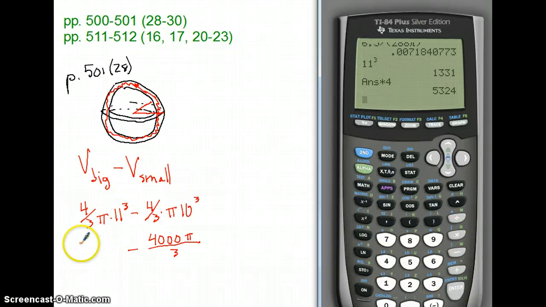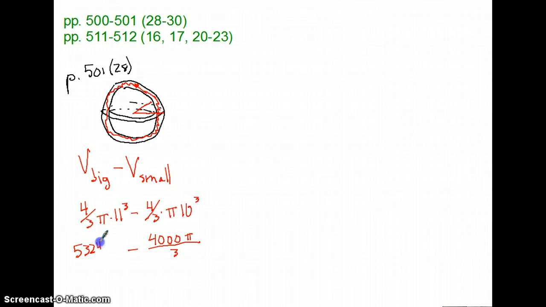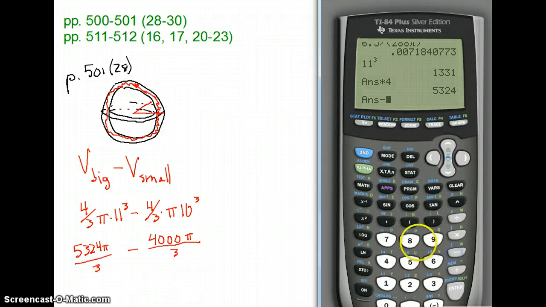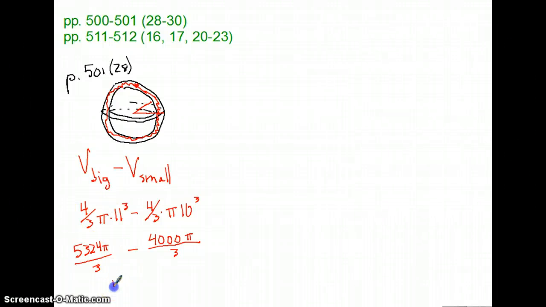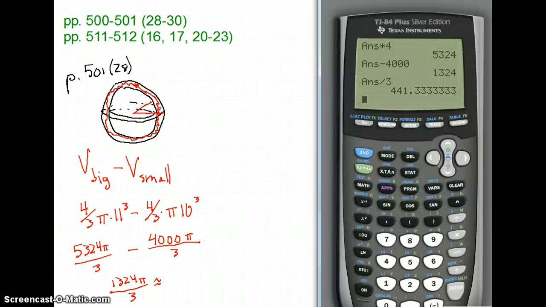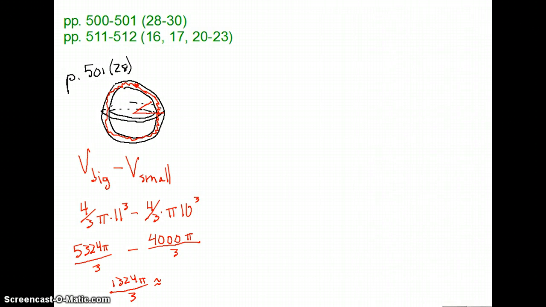Okay, so this is 5324 pi over 3. So what I have is this many pi's over 3. Does that divide by 3 nicely? It'd be really nice if it did. I don't think it does. Do they want that approximately? Nearest cubic centimeter. Yeah, they do want that. 1324 over 3, which I have, and then times pi. It doesn't like to click right there, does it? 1386.5, I'll say.